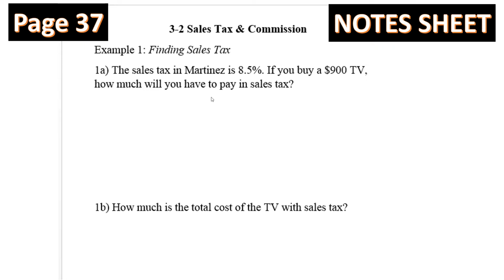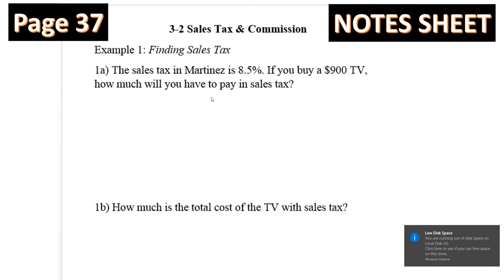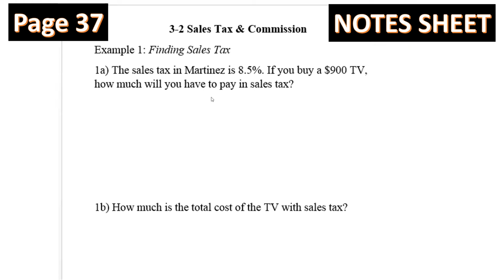Example 1 is going to be based on a sales tax of 8.5%. This is because Martinez's tax rate used to be 8.5% a couple years ago when I made the note sheet, and I didn't change it to 8.75%. So we're going to go ahead and use the sales tax of Martinez as 8.5%. If you buy a $900 TV, how much will you have to pay in sales tax? So our setup is we're going to be taking 8.5% on a $900 TV.